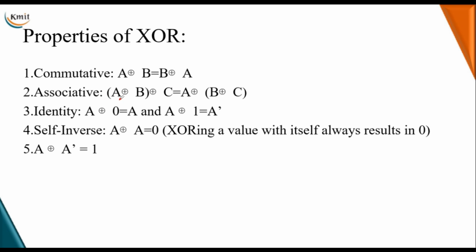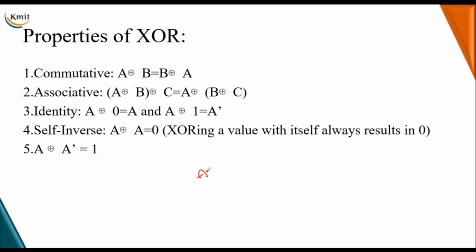It also obeys your associative law, which is on three variables: A exclusive OR of B, exclusive OR of C is equal to A exclusive OR of B exclusive OR of C. Now the identity law is also proved using an exclusive OR function: A exclusive OR of 0 will give you A, and A exclusive OR of 1 is equal to A bar.